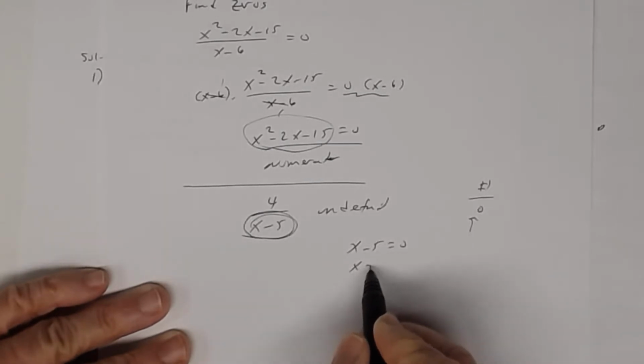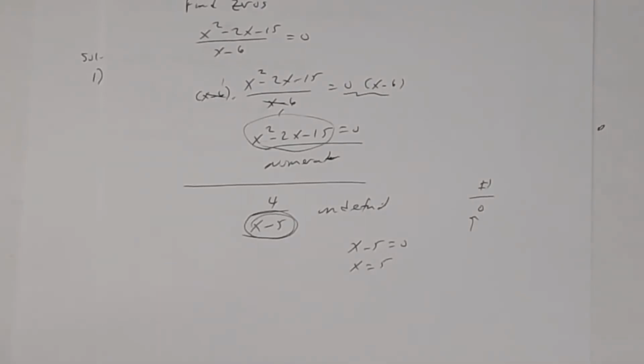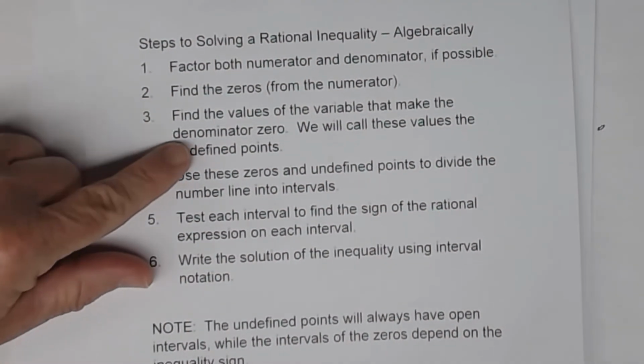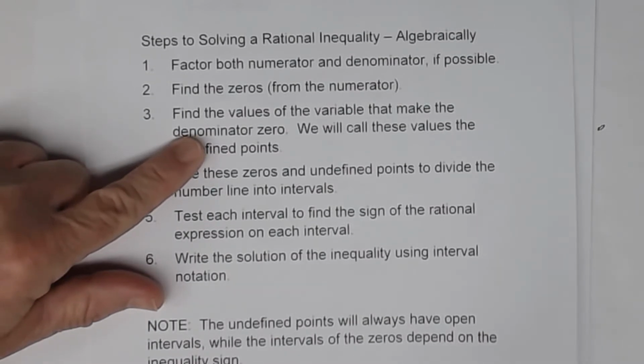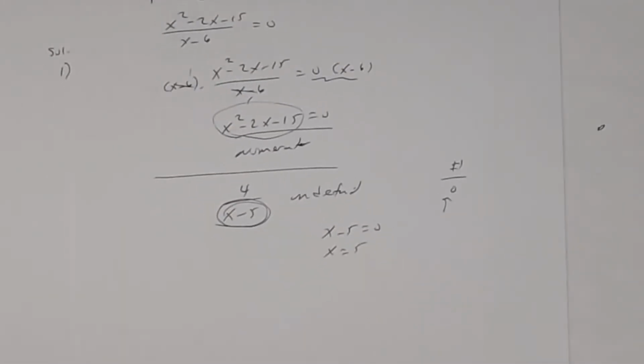And so in this case, x would be 5. So that would be your undefined point right here. And that's what step 3 is saying. To find out where this expression is undefined, you set the denominator equal to 0. Okay? All right. And that's basically what you're going to do.